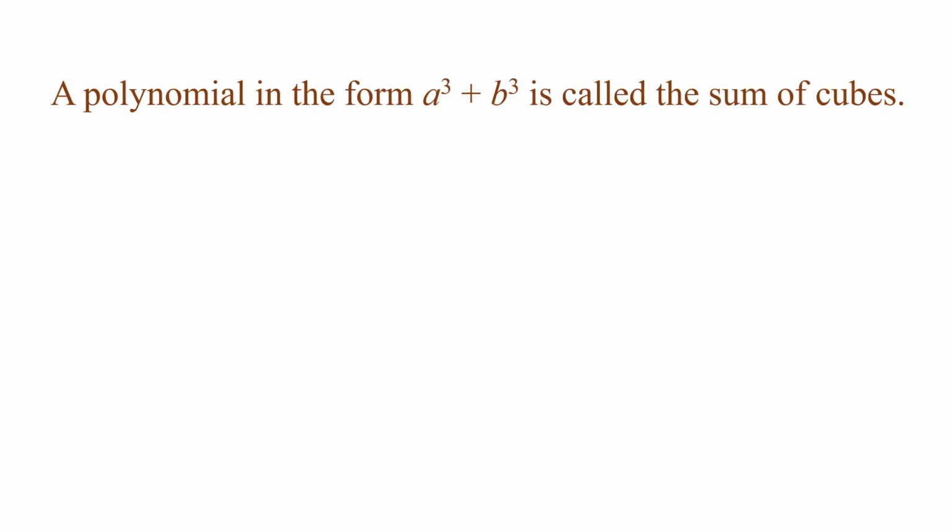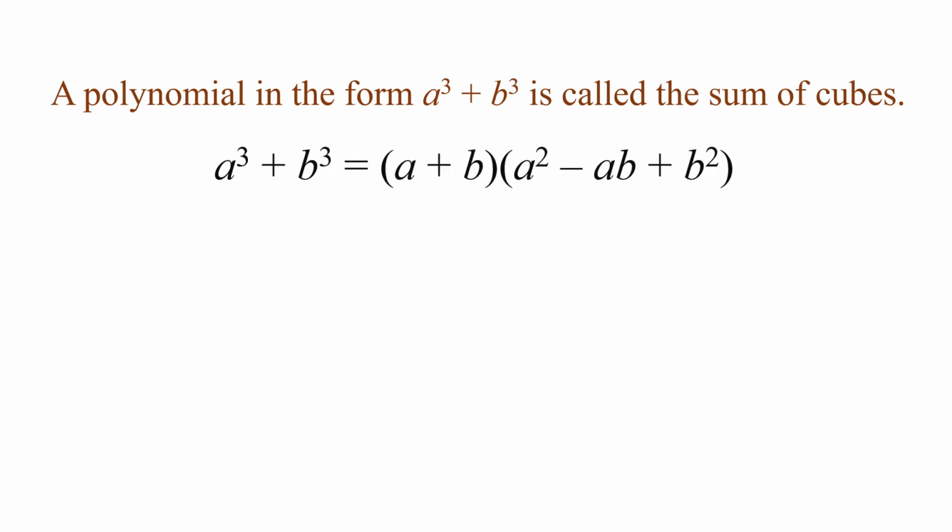Right, another important concept in polynomials is to be able to factorize a cubed plus b cubed. So a cubed plus b cubed is called the sum of cubes. And to factorize it, it equals a linear factor a plus b, times a squared minus ab plus b squared. A squared minus ab plus b squared is an irreducible quadratic factor. So this is called the sum of cubes.